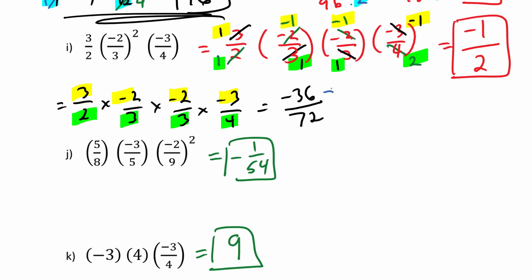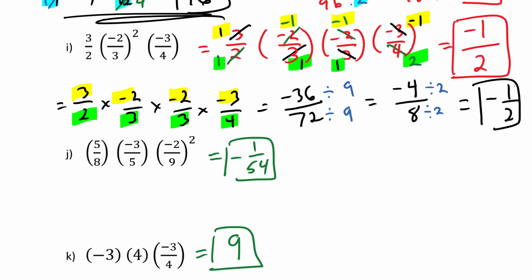Let's pull out a common factor from the top and the bottom. I can see I can pull a 9 out of the top and the bottom. Minus 36 divided by 9, minus 4. And 72 divided by 9 is going to be 8. One more time. Divide by 2, divide by 2. And here we get minus 1/2. Same answer as above. 2 different ways to get the same answer.